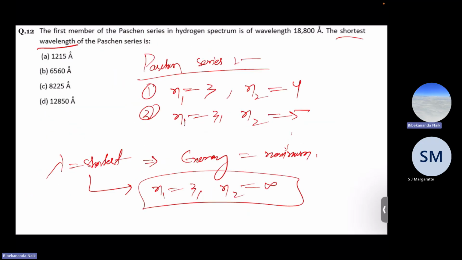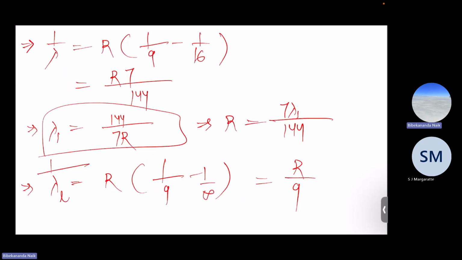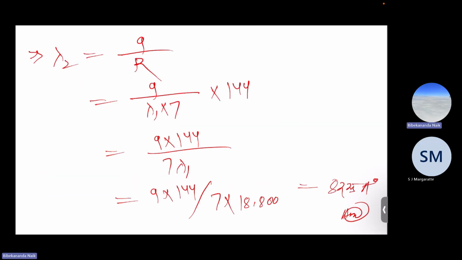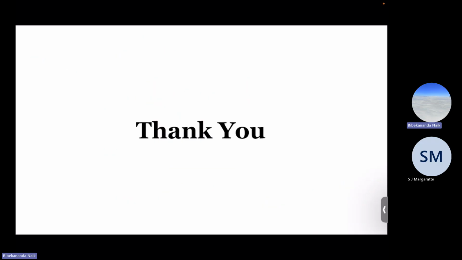So the correct option will be option C, 8,225 angstrom. So the first member of the Paschen series, we know n equal to 3 to n equal to 4, and the shortest member will be n equal to 3 to n equal to infinity, because then the energy will be maximum. So maximum energy corresponds to minimum wavelength, that is the shortest wavelength. So first we use the formula 1 by lambda equals R into 1 by n1 square minus 1 by n2 square to calculate the value of lambda 1, that is the first member. Then by putting the value of R in terms of lambda 1, we calculated the wavelength of the shortest member. I hope this is clear to everyone.